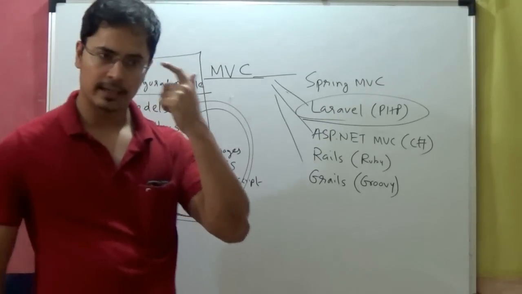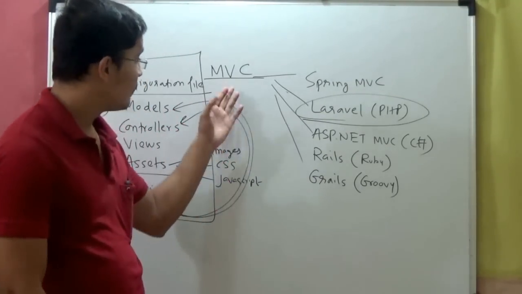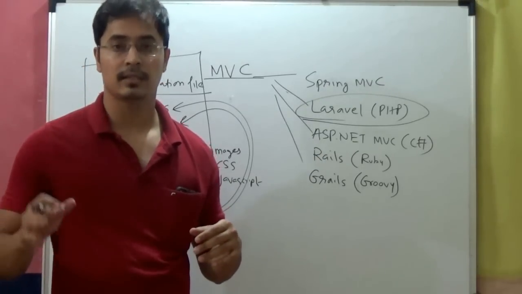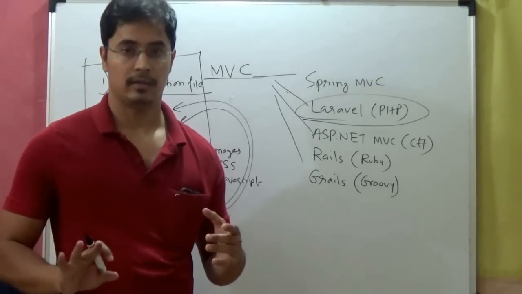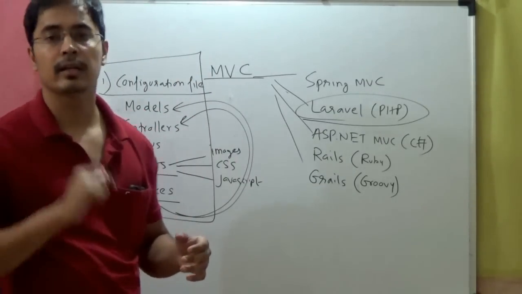Now, to round off the discussion, I'll just give you a simple example. I told you in the beginning that one advantage of using this MVC architecture is that it implements certain design patterns itself. You don't have to worry about it. One example is the singleton design pattern.